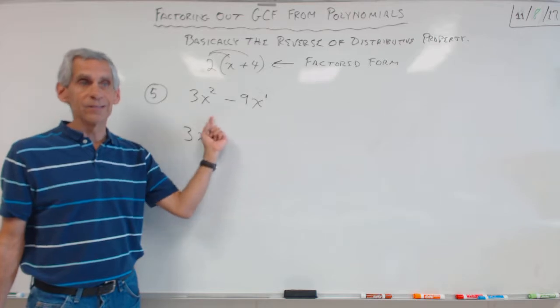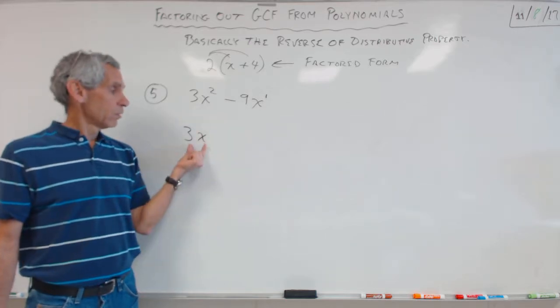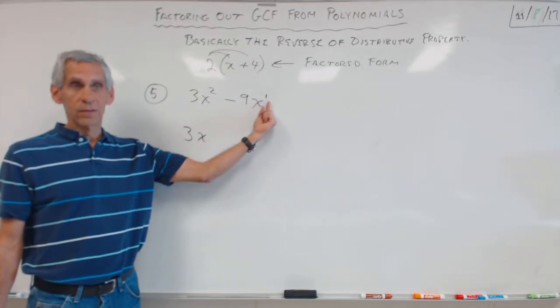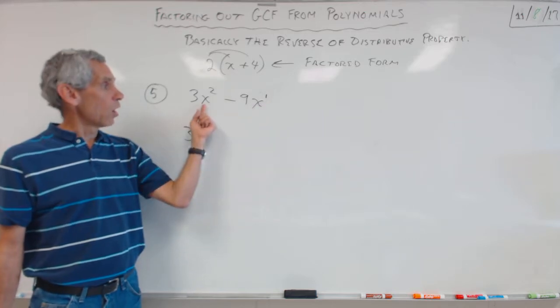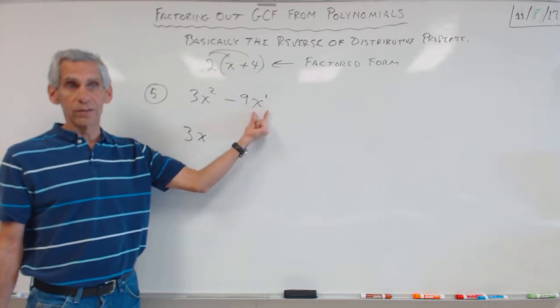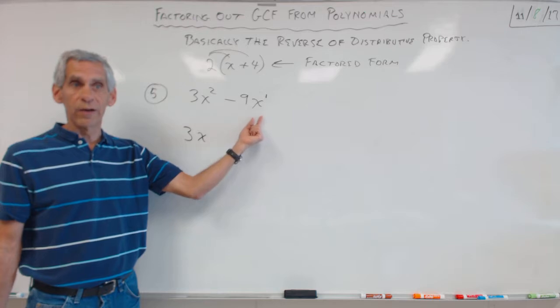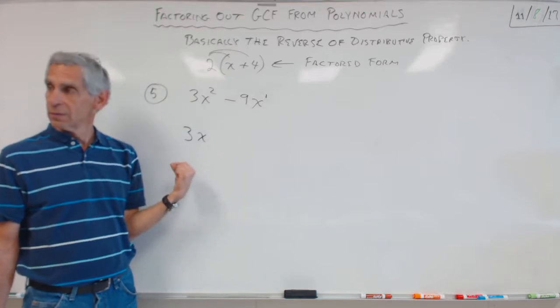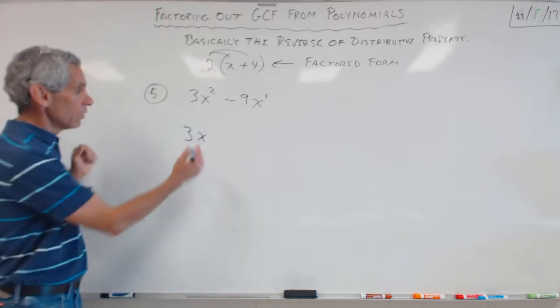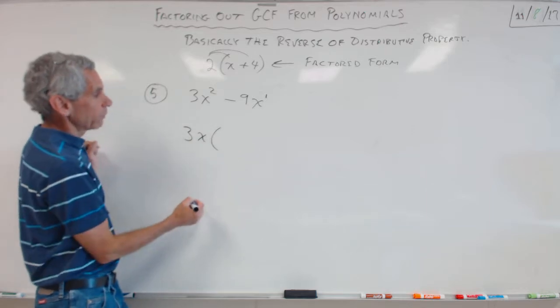As long as the x is in both of them, I take out the one with the smallest exponent. Right? Because this one will always include the one with the smallest. The bigger one will always have at least one of the smaller ones. Does that make sense? You see that? Yeah. So now, this is the question, what do I put here?